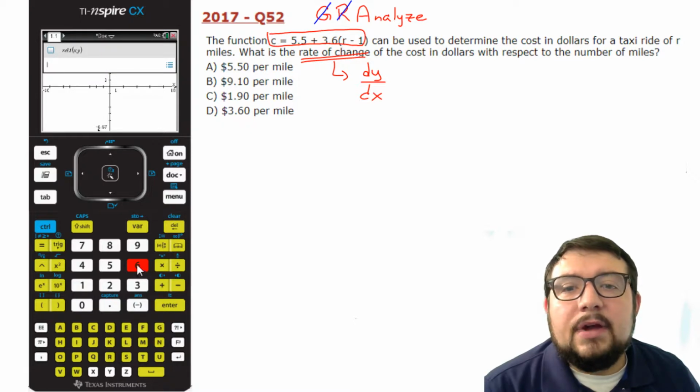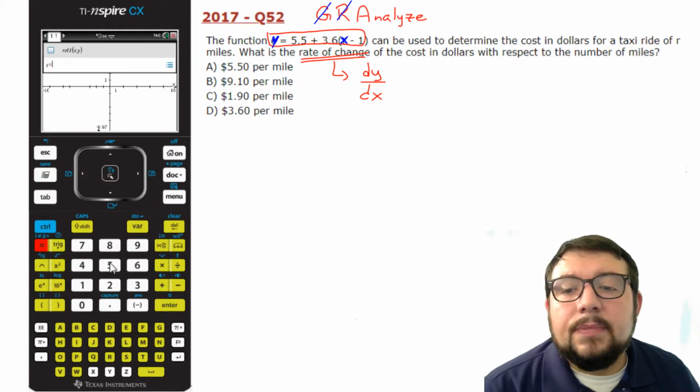Now we can't analyze a graph that's not there yet, so first we're going to copy in the equation. When we copy in the equation, we cannot put the letter C and the letter R. What we're going to do here is put y equals. The calculator can only graph with the letter X and the letter Y. So I'm going to replace this one with Y, and I'll replace this one with X. Now it looks good, so I'm going to just graph this up.